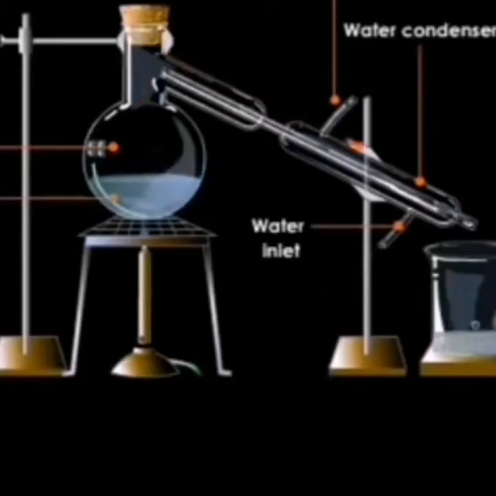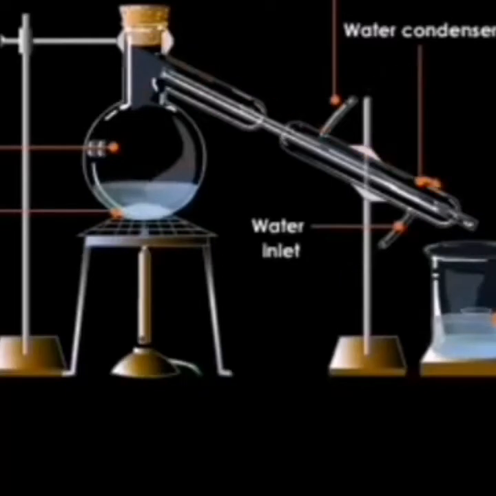Simple distillation is a process by which two liquids with different boiling points can be separated. This can be used effectively to separate liquids that have at least 50 degrees difference in their boiling points.